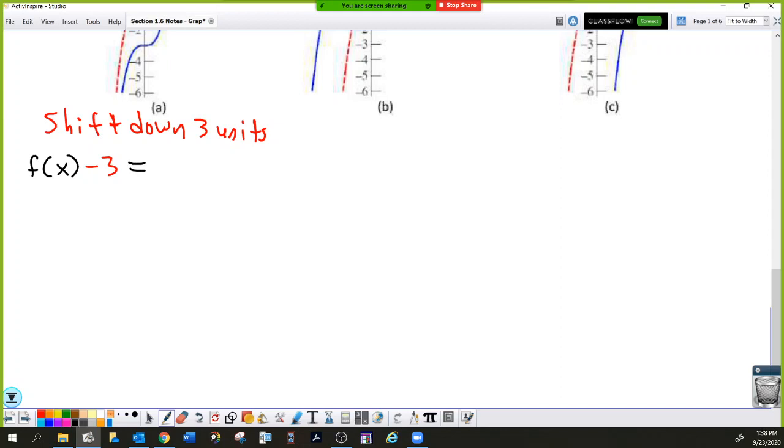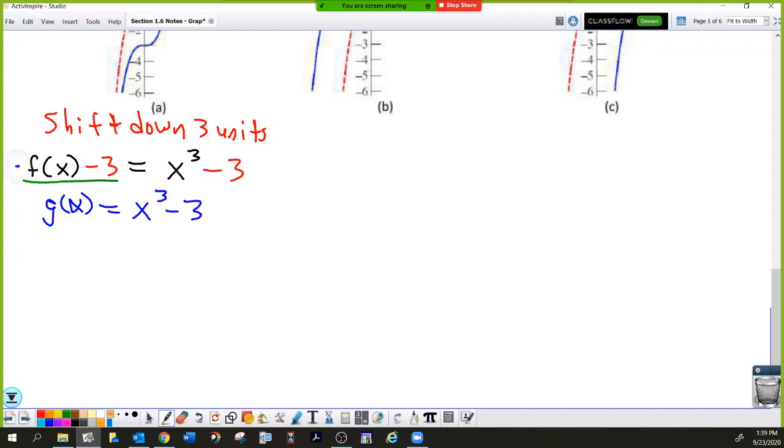The red thing is the transformation happening to the black parent curve. The black parent curve was x to the third. For the red dotted one, if I subtract 3 from the right side of the function notation equation, that is the rule that describes shift down 3 units. Give it a new name because you have changed the function; it is now a new function, x to the third minus 3.